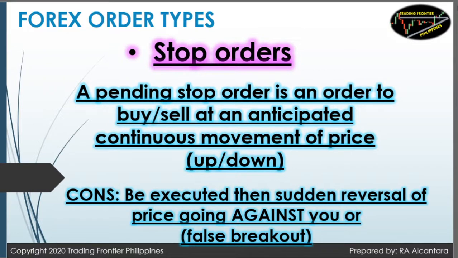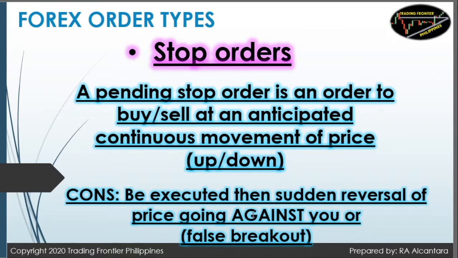So next, stop orders. Okay, so what are stop orders? Again, this is also a type of pending order. A pending stop order is an order to buy or sell at an anticipated continuous movement of price, either up or down. Just a note, one disadvantage of this is that it can be executed and then a sudden reversal of price goes against you. Remember, going against you. So it's common for you to experience false breakouts.